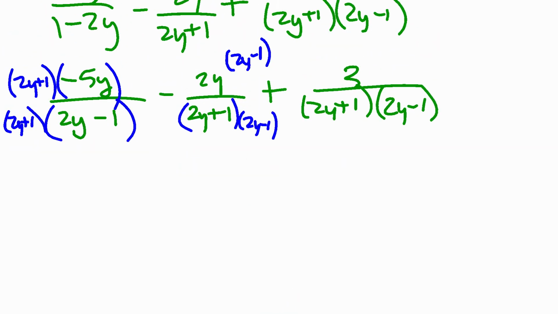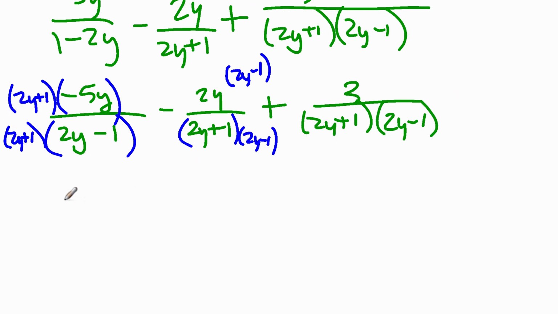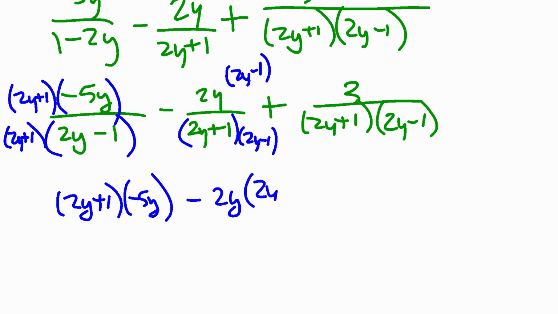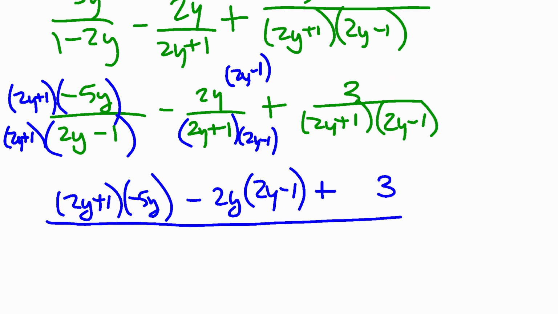So, altogether, on the top here, I have 2y plus 1 times negative 5y minus 2y times 2y minus 1 plus 3. This one already has both those factors in the denominator, so I don't need to include anything up top. And all of this is over my lowest common denominator of 2y plus 1 times 2y minus 1.